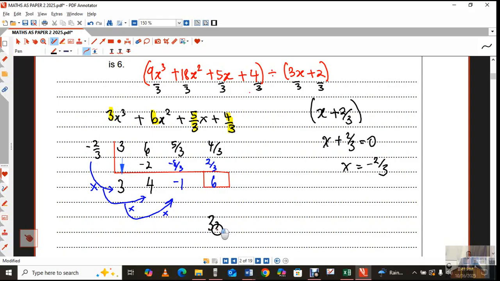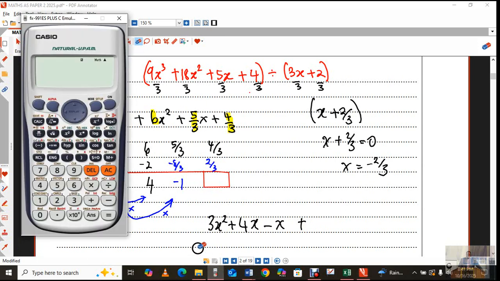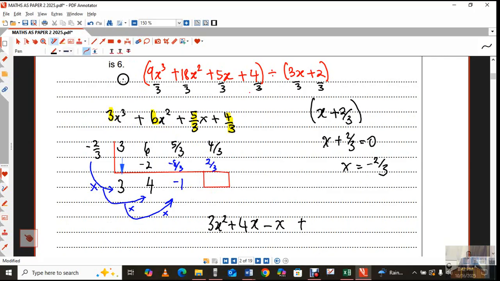So you have got 3x squared plus 4x minus x, and then you have a remainder of, in fact, I just have to come back to this one. I don't think the remainder is 6 though, right? Just grab the calculator and see. So you take 4 upon 3 and you add 2 upon 3. I think that gives you a remainder of 2. All right, good. So that remainder is 2.